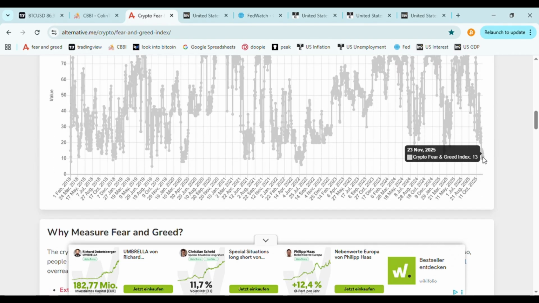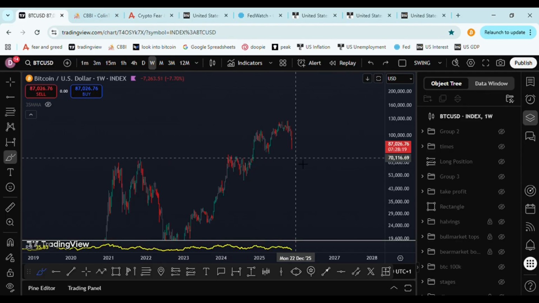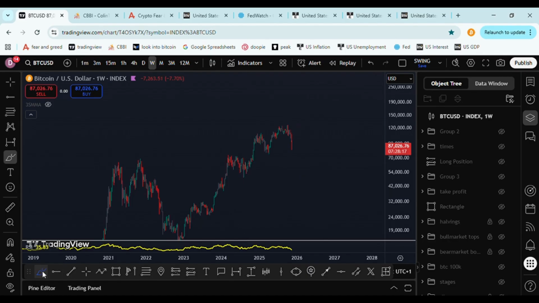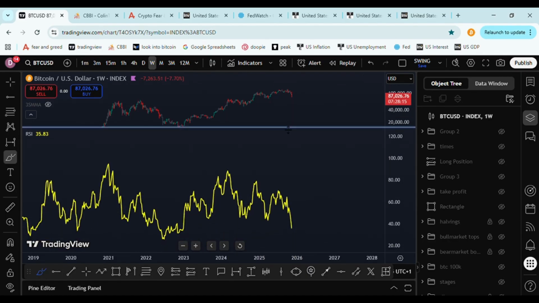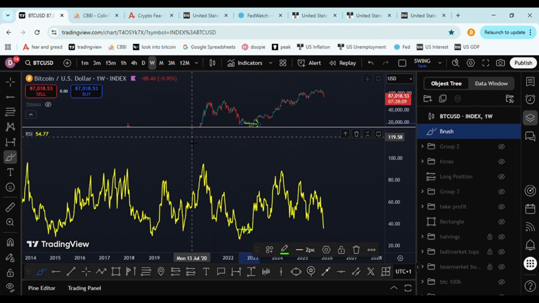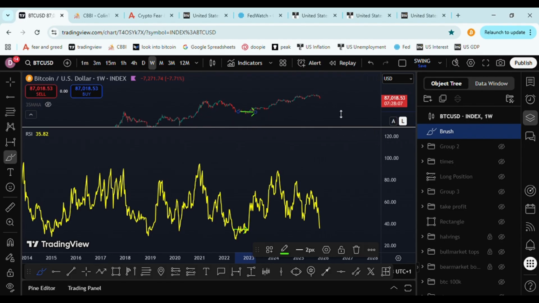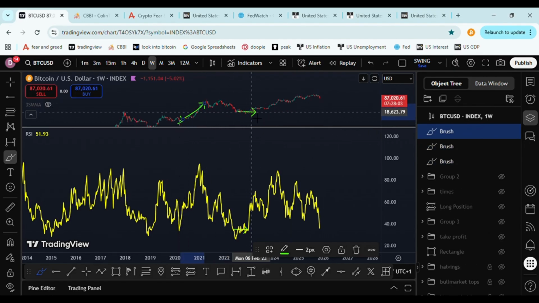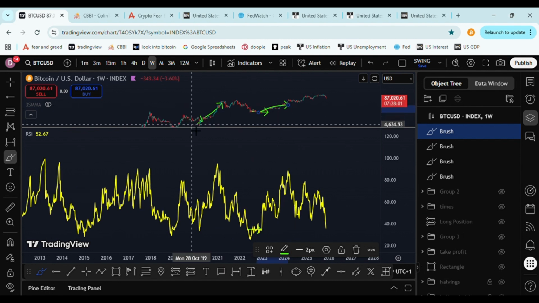And as you can see, all time, this much fear does not happen often, and it's usually a very good buying opportunity. So it could be that right now is a pretty good buying opportunity. If you look at the RSI, it's also pretty low on the weekly. It's at 36. We've seen 36 right here, which was the bear market bottom. We've seen 36 right here, which was the COVID crash, which led to a big impulse. This bear market led to a big impulse.